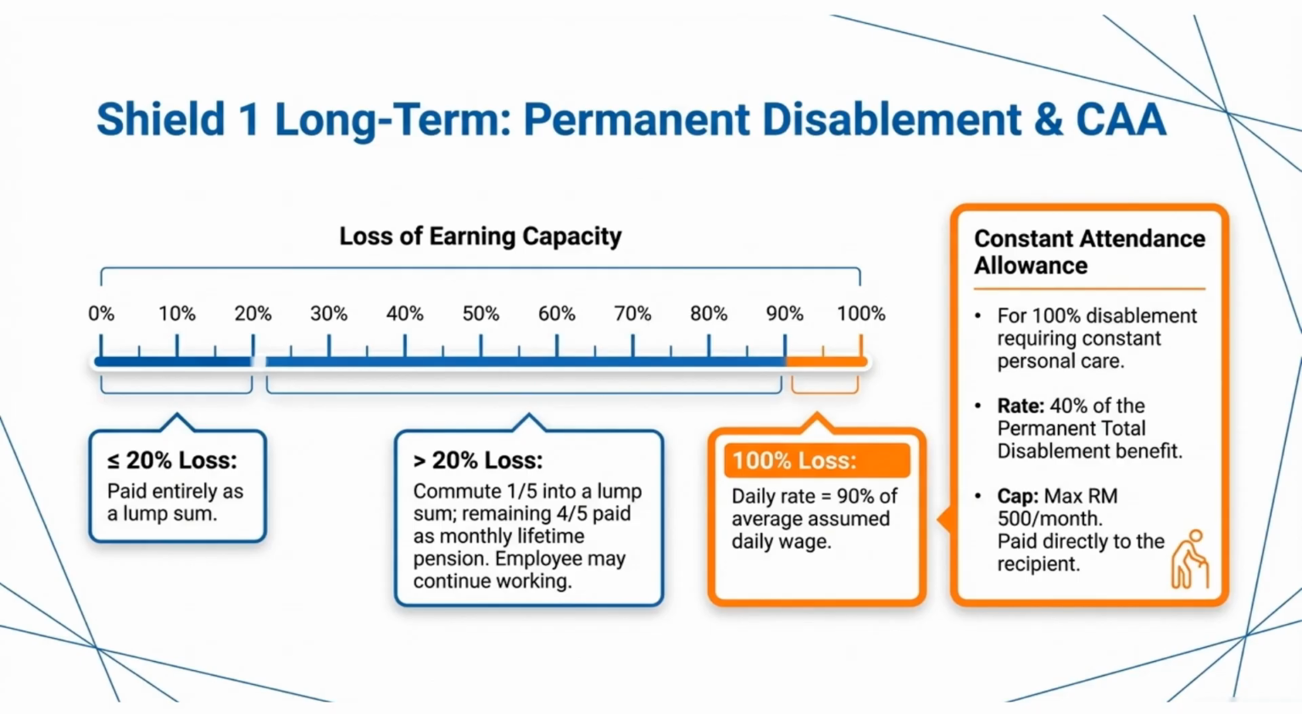The constant attendance allowance is an additional benefit for employees with permanent total disablement, 100% loss of earning capacity, who are so severely incapacitated that they constantly require the personal attendance of another person. This allowance equals 40% of the permanent total disablement benefit rate, subject to a maximum of RM 500 per month. Eligibility is determined by the medical board or appellate medical board, and payment goes directly to the benefit recipient.